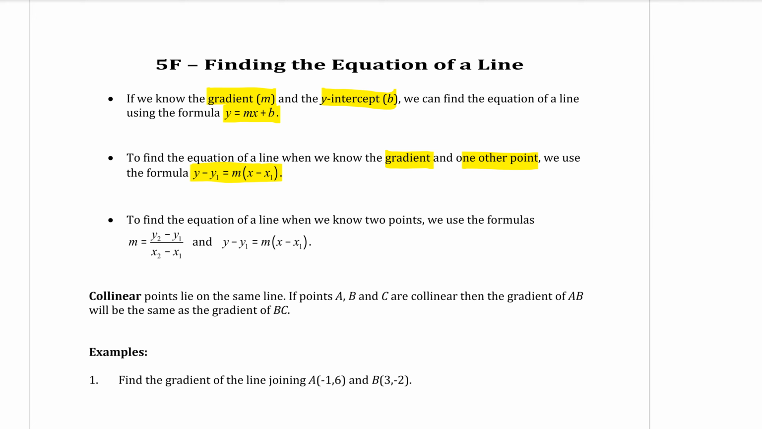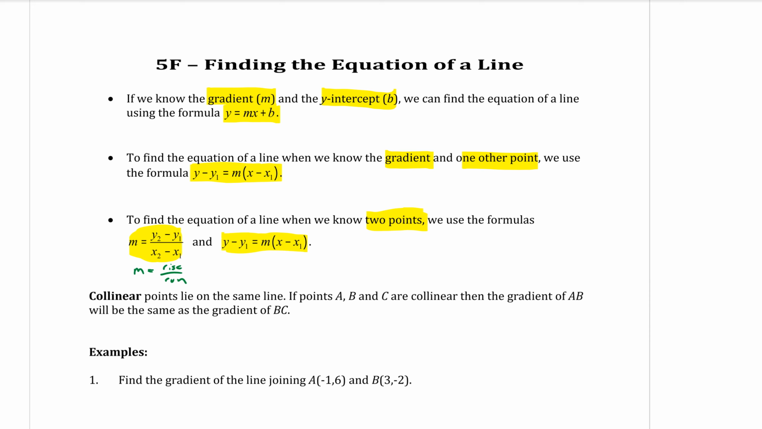Sometimes you want to find the equation of a line and you're given 2 points. Now you want to use the 2 points that you're given to find the gradient first, which you will need to use this formula here, or you could also use m equals rise over run if you have the graph there. Once you have found the gradient using either one of those options, then you use the point gradient formula to find the equation of the line.